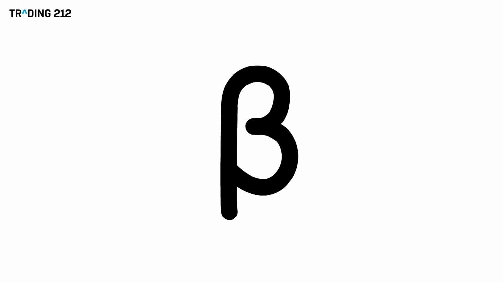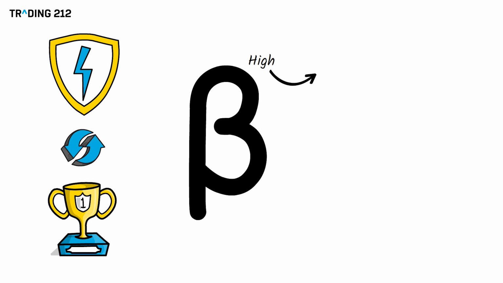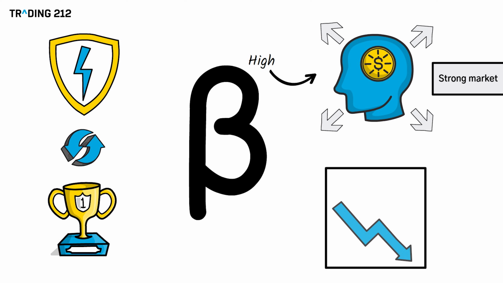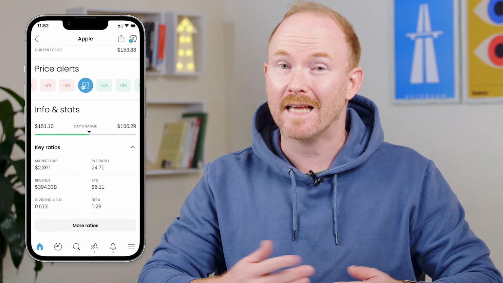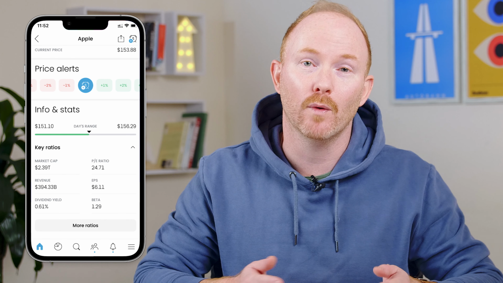Beta innately demonstrates the relationship between risk and reward. If you own a high beta stock, you're exposed to more potential upside in a strong market, but also more potential downside in a weak market. Tap on any stock in the Trading 212 app and you'll see beta listed under info and stats.